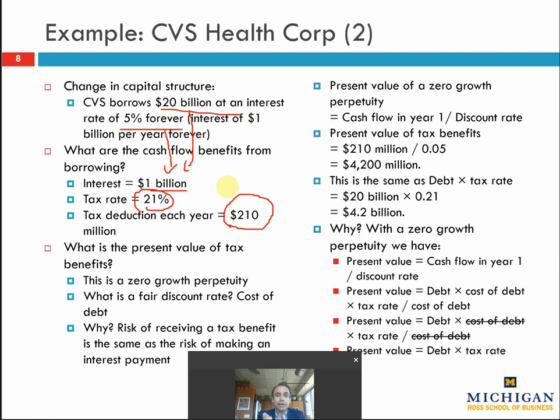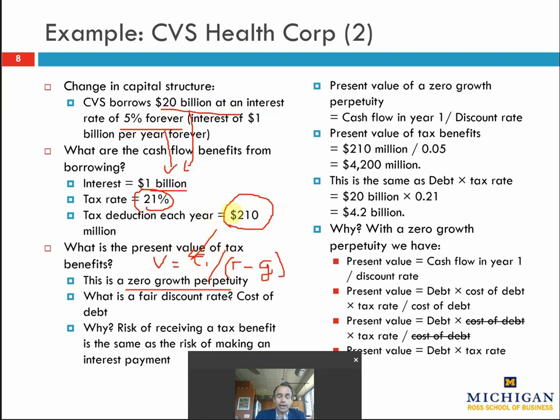But what extra do we get? Because of the way the tax code is written, the extra part we get is a tax deduction every single year of $210 million. Now, in this simple example, this cash flow stream is a zero growth perpetuity. And you've already worked out 2 months ago how to estimate a value of a zero growth perpetuity. We said that the value of that perpetuity is the cash flow next year, C1, divided by discount rate minus growth rate. Well, C1's $210 million.